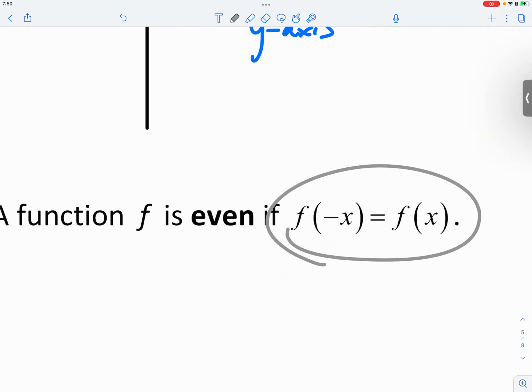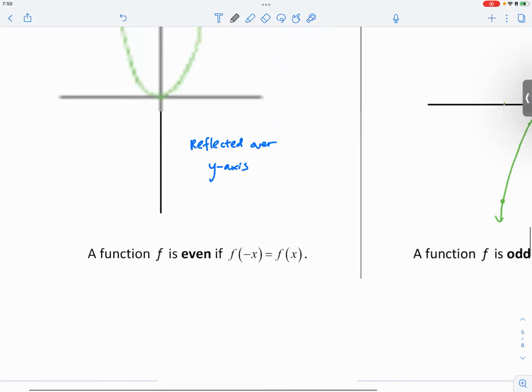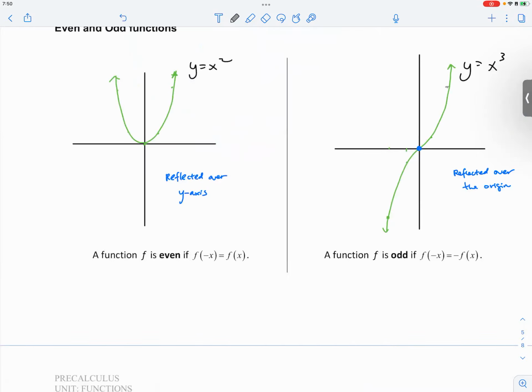I didn't when I first saw this. I was like, what the heck is this? What is f of negative x and f of x? There are too many f's and x's here. I have no idea why this negative is gone. But what if I use a number? Let's see if you have an idea.